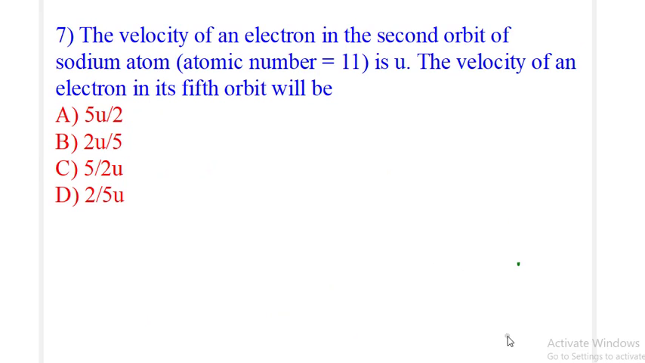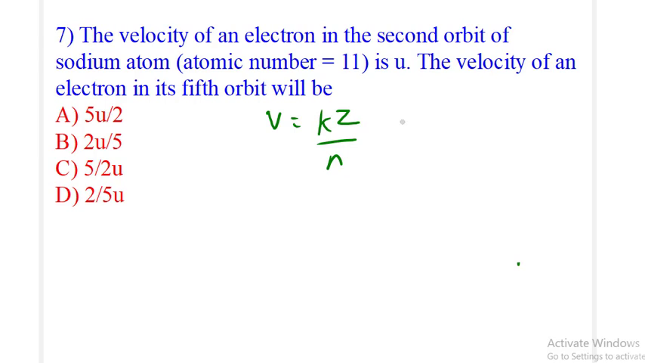Next we come to question number 7. The velocity of an electron in the second orbit of sodium atom, atomic number 11, is u. The velocity of an electron in its fifth orbit will be. So we are given the velocity in the second orbit, we need to find the velocity of the electron in the fifth orbit. So the equation for velocity v is given as kz upon n, where z is the atomic number, n is the principal quantum number, that is the orbit number.